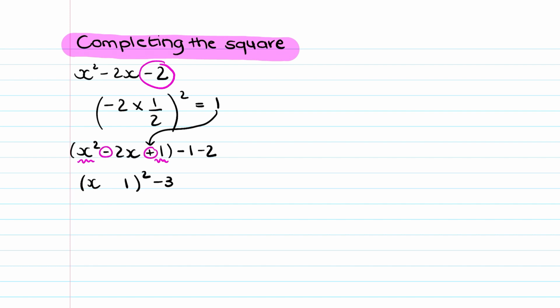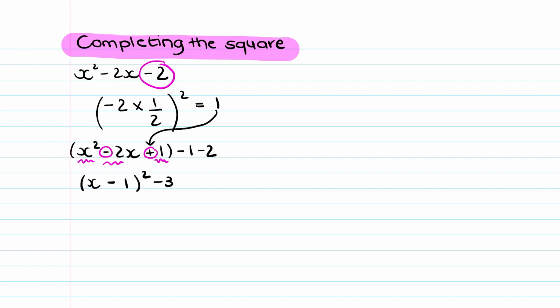And then I look at the signs in my equation here. I have a negative and a positive. And so I know that my sign inside my bracket needs to be a negative, because minus 1 is going to give us minus 2, and minus 1 times minus 1 will give us 1, which is our c value.